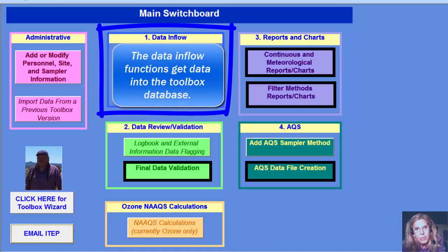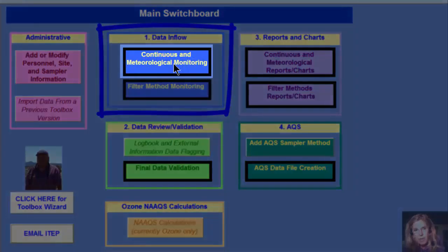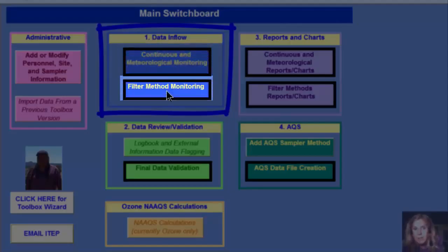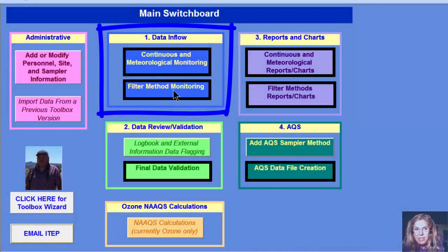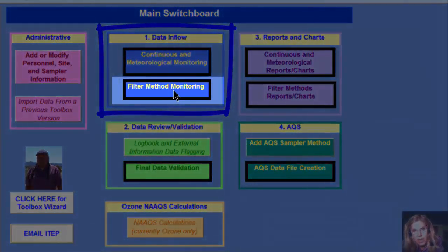This is the area where the toolbox has functions that pull data into the toolbox. And you've got 2 options, continuous and met monitoring, which just means data that is produced from an analyzer in the field that you don't have to mess with a report from a laboratory for, and then filter method monitoring. And filter method monitoring basically works the same way, where data comes into the toolbox.